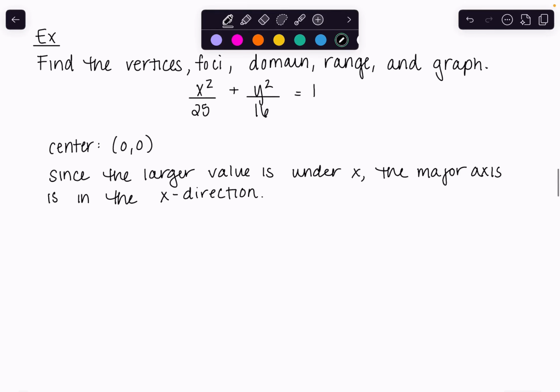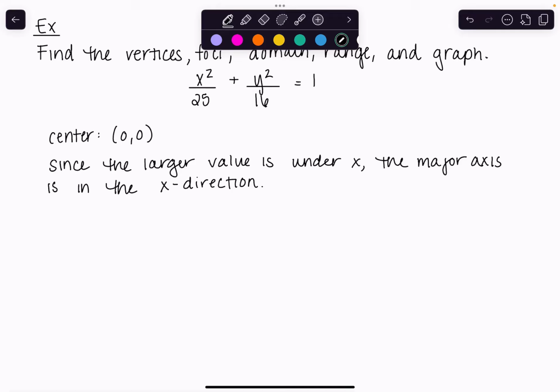So what I'm going to do is I'm going to start by drawing the components that I do know, and I'm going to utilize these numbers underneath x and y. So again, those give you the distances you have to go out in each direction from the center. So I need to go out 6 in every direction.